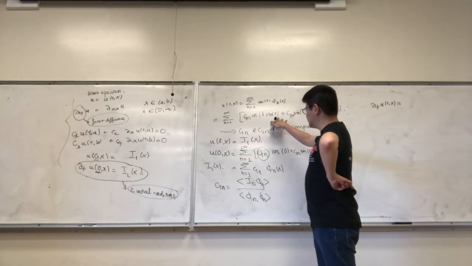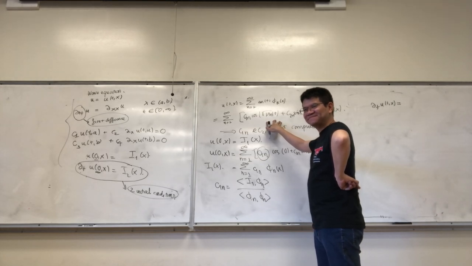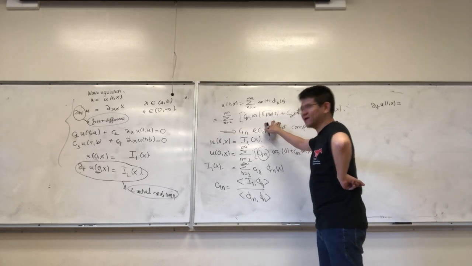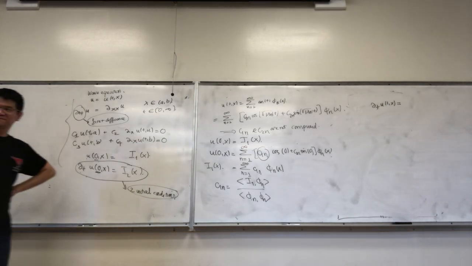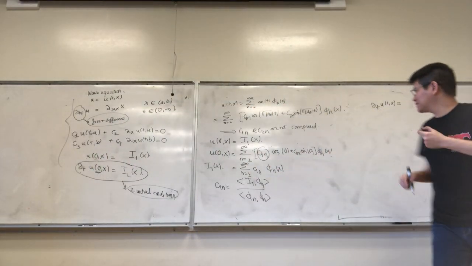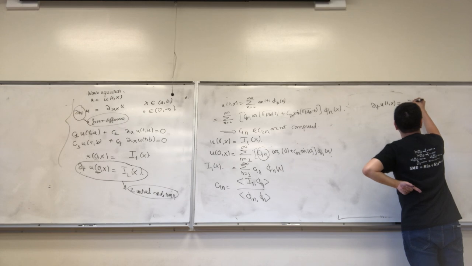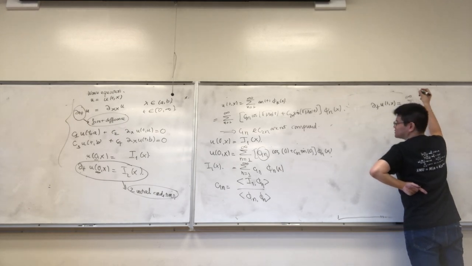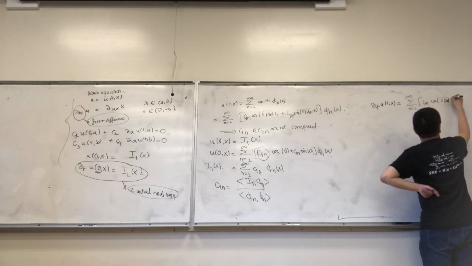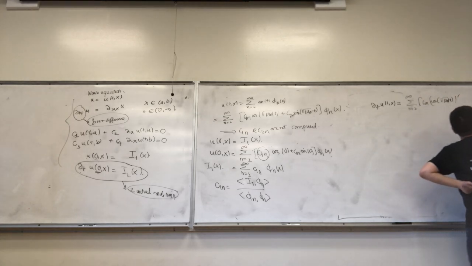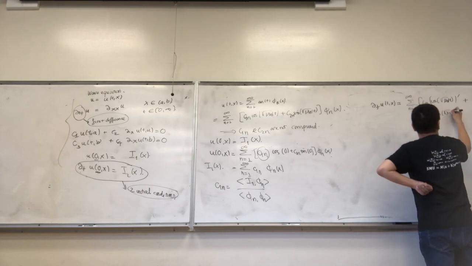It would end up being c1n square root lambda n times negative sine of square root lambda n t, plus c2n square root lambda n times cosine. So to take the derivative in time of this series, I just have to take the derivative in time of the cosine and sine. So this is c1n cosine of square root lambda n t plus c2n sine of square root of lambda n t.